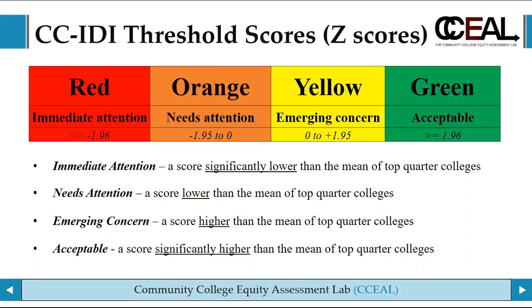Orange means that there's a lower score than the mean of top quarter colleges, and they need attention, but not as high as red. Yellow means that they scored higher than the mean of the top quarter of colleges, and it's an emerging concern. And green means that they scored significantly higher than the mean of the top quarter of colleges, and they have an acceptable score.